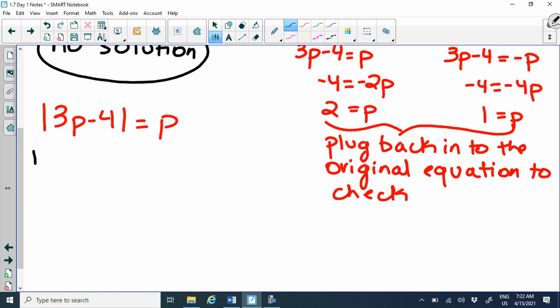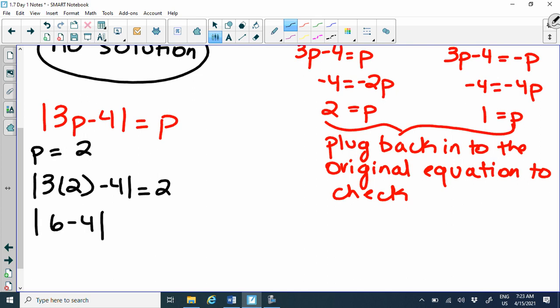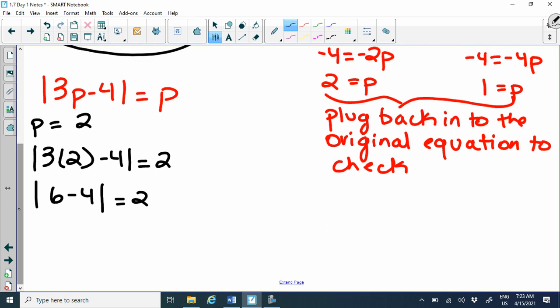Okay, so let's try when p equals 2. So this is where we're really going to talk about how to take the absolute value of a number. So I have the absolute value of 3 times 2 minus 4. And wherever I see p, I need to plug the number 2 back in. So I have 3 times 2 to give me 6 minus 4, and that's still in the absolute value bars because I have not taken the absolute value of it. Then the 6 minus 4, we have the absolute value of 2 equals 2.